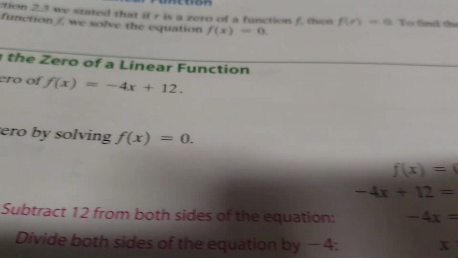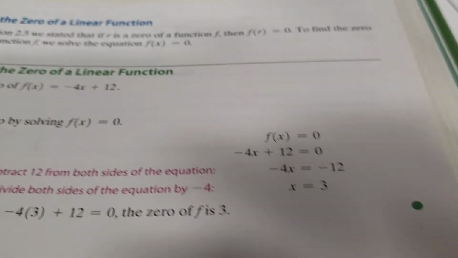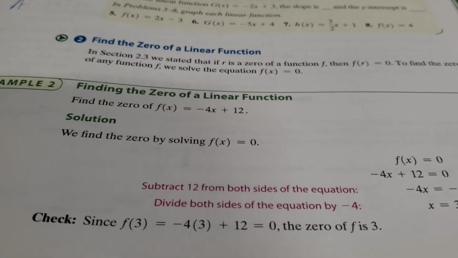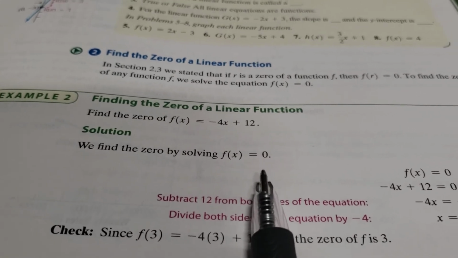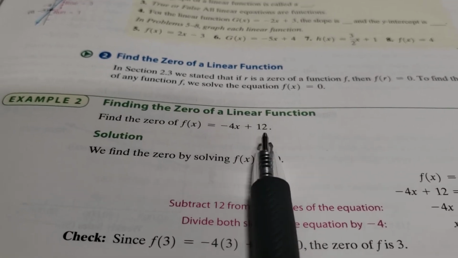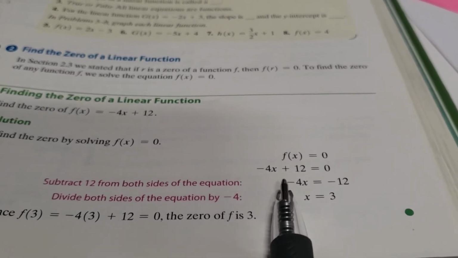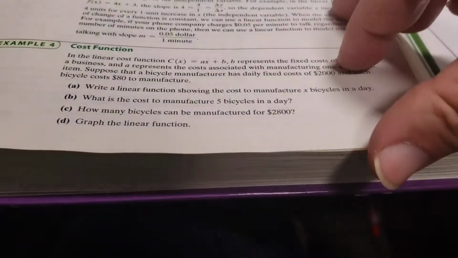Example 2 is asking you to find the zero. Now notice this time they don't give you the graph. So how do you find the zero? You solve the equation by setting it equal to 0. So f of x equals 0 discovers the zero. So you'll see that that's exactly what they did. f of x equals 0 and solved for x. So that's it for 2.4.